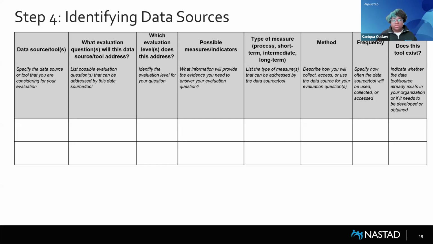In the next column, you describe your method of using or accessing your data to answer the evaluation question. And in the frequency column, this is just saying, how often am I going to access, use, or collect that data to answer that evaluation question? And finally, in the last column, here's where you're going to document, does a tool already exist? And if not, does it need to be developed?